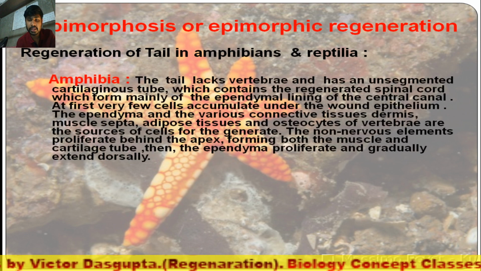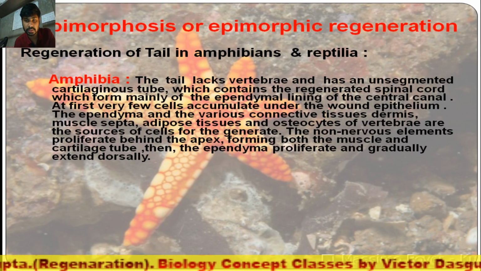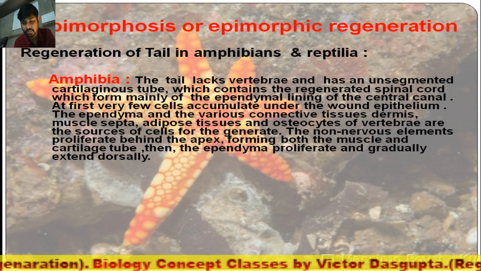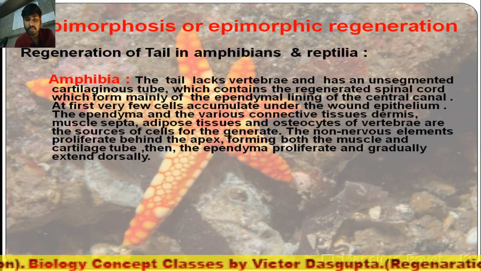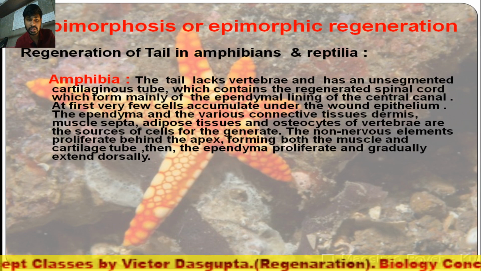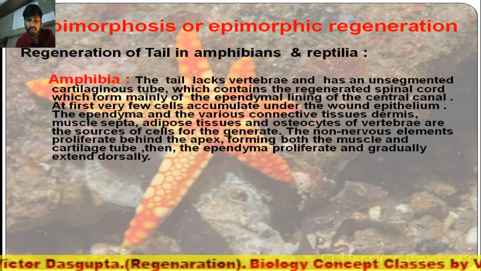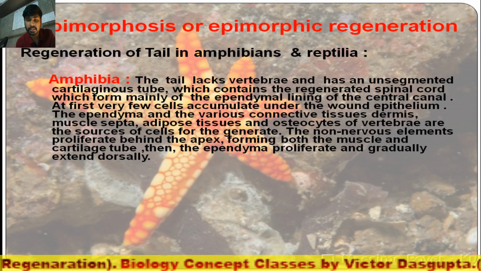In amphibia, the tail lacks the vertebrae. As we know, what are the vertebrae? We have 33 segments, that means totally 28 vertebrae we have. But in the case of amphibia, the vertebral portion has an unsegmented cartilaginous tube which contains a regenerated spinal cord, and which forms mainly the ependymal lining of the central canal.